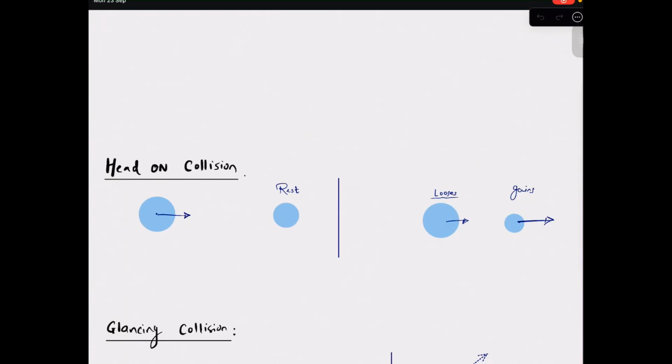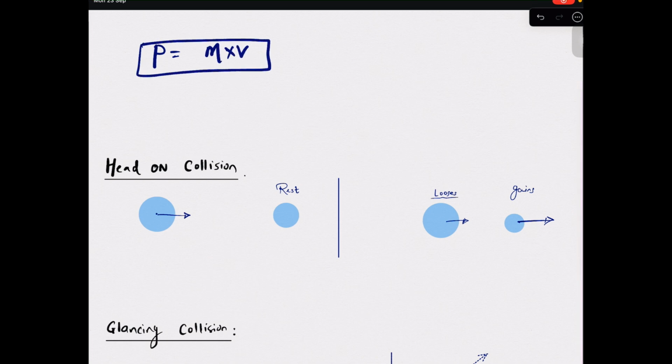Hello everyone. So today we are diving into 2D momentum. Whether you are a game developer or curious about physics, this video is for you. Momentum is defined as the product of mass and velocity. We have learned this before.